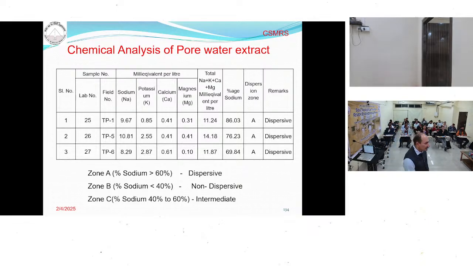Depending upon the sodium percentage, if it is more than 60%, it is a dispersive soil. 40 to 60, intermediate. Less than 40, non-dispersive.